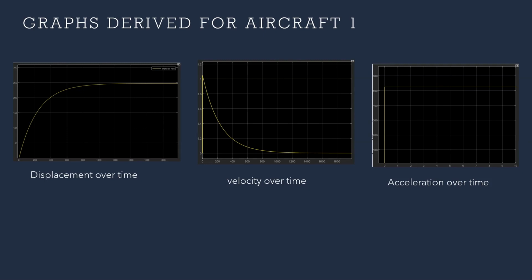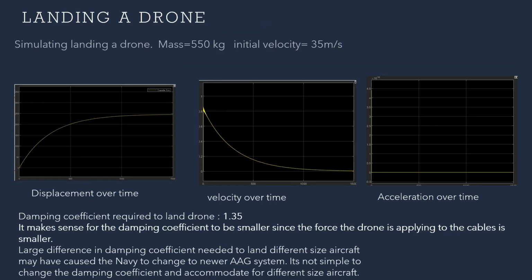After that, the velocity, as we can see, starts off with a very high velocity and then eventually comes down to 0, which is ideal for this situation. The acceleration, it makes sense that the acceleration jumps immediately as soon as the plane comes in contact with the damping system. The second part of the project was to design a system that also simulated landing a drone.